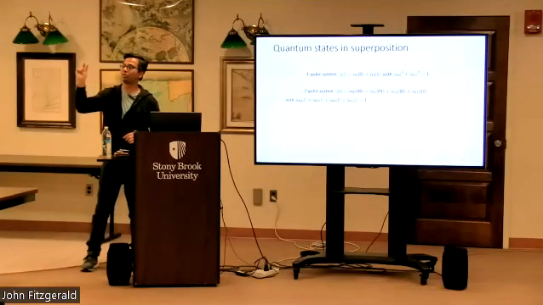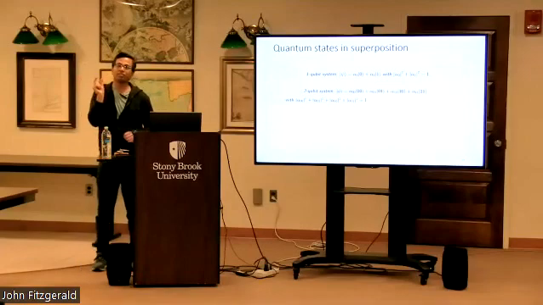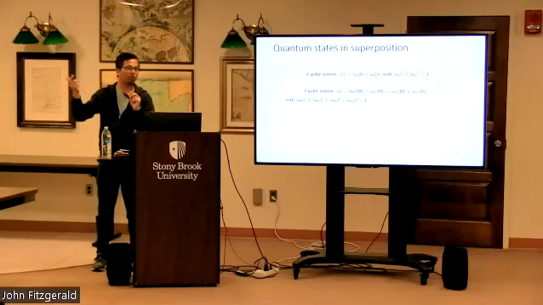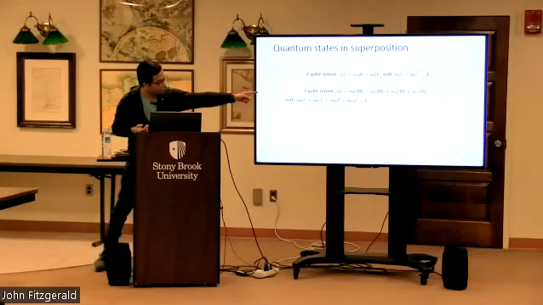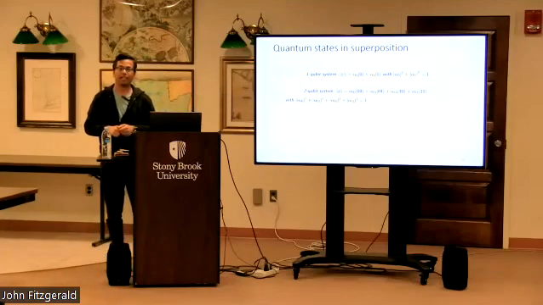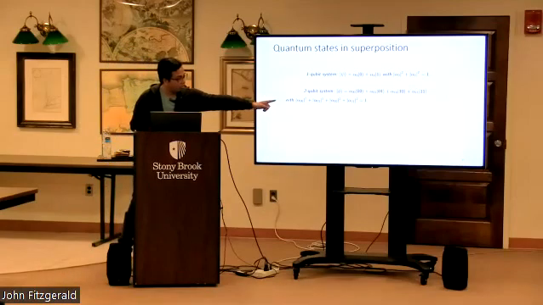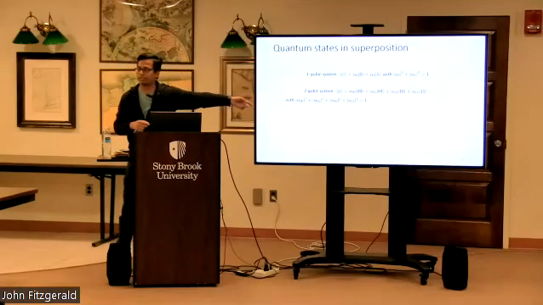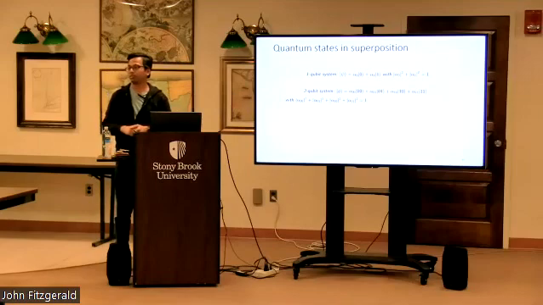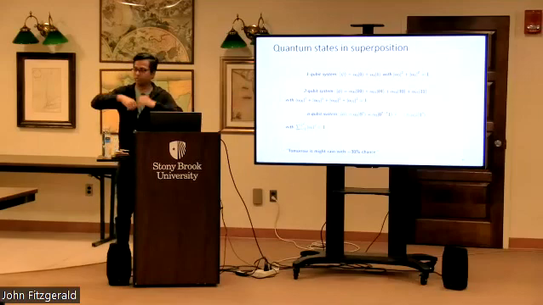If you have 2 registers, you can simultaneously have 00, 01, 10, 11, okay, with different amplitudes. Again, with the constraint that all of the amplitudes, if you take the square and then sum them, need to add up to 1. And you can scale it up to an n qubit system.